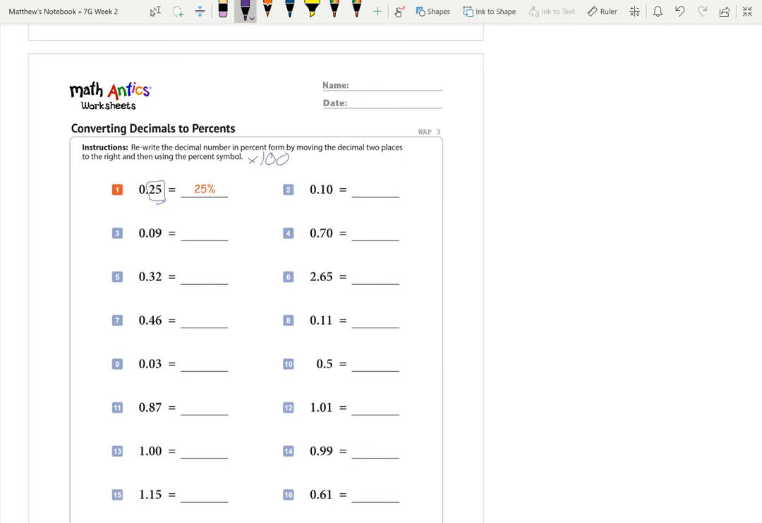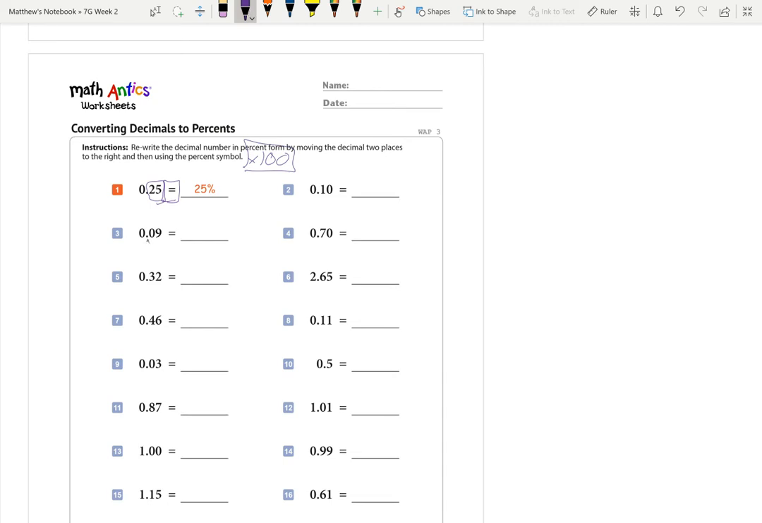Now, I don't want you to think that we're actually multiplying it by 100 because we're not, because these things are equal, right? 0.25 as a decimal is equal to 25%. And so we're not actually multiplying by 100, but for the sake of moving that decimal place over 2 places, you can think about it as multiplying by 100.